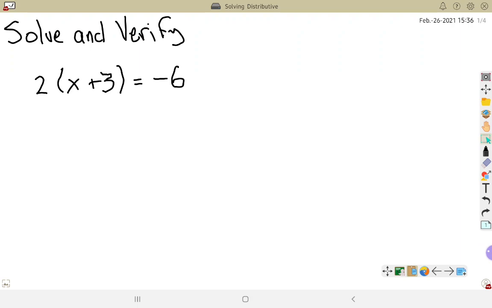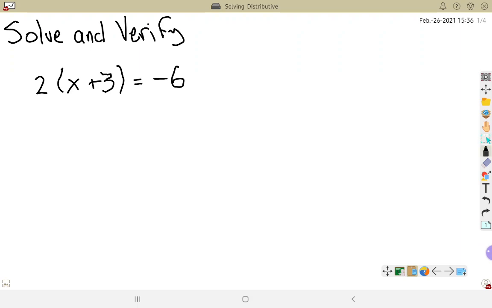I don't care which way you want to use. I do want you to make sure you understand how the distributive property works, so it's good to practice that. But if you find the second way of solving this easier, by all means, you are allowed to do that. So this one says 2 times, and then in brackets, I have x plus 3 is equal to negative 6.